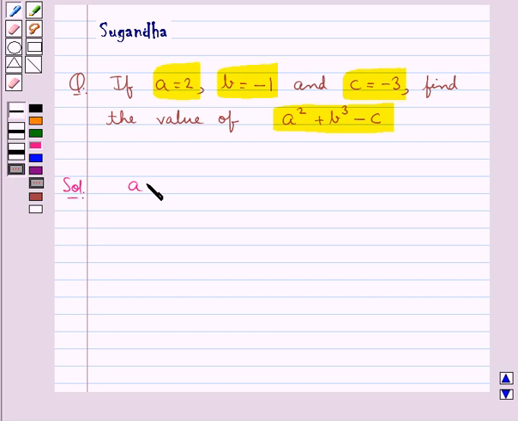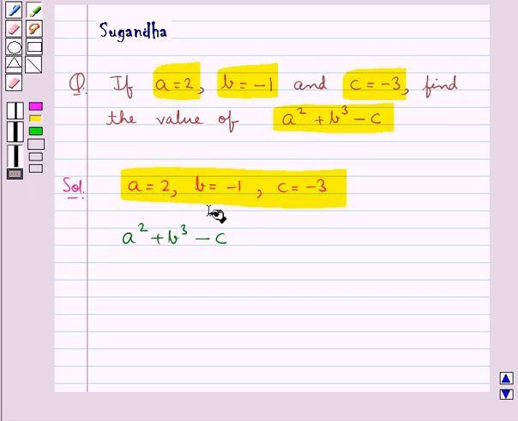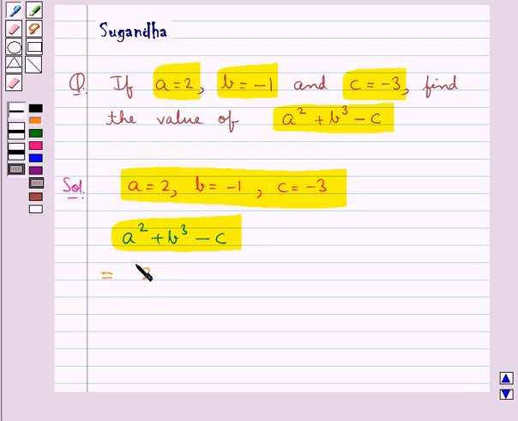We are given A equal to 2, B equal to minus 1 and C equal to minus 3, and we have to find the value for A square plus B cube minus C. So we substitute the values for A, B and C in the given expression. So this would be equal to 2 square plus (minus 1) the whole cube minus (minus 3).